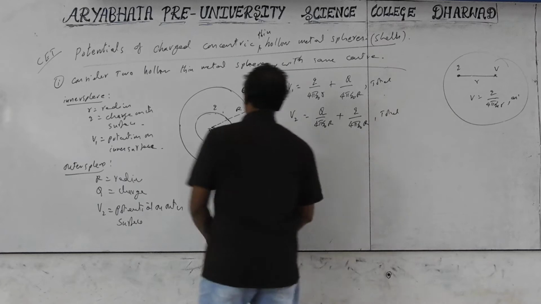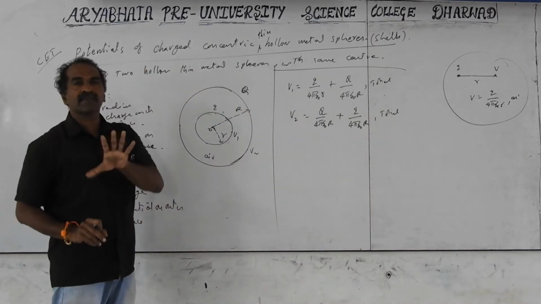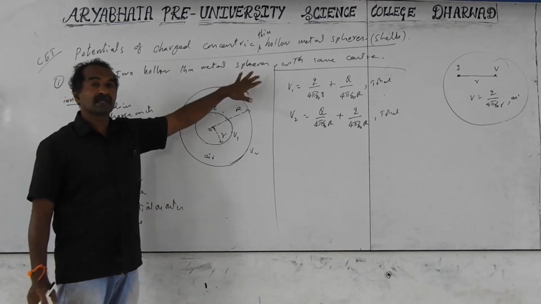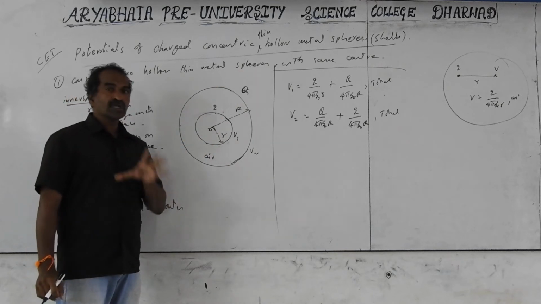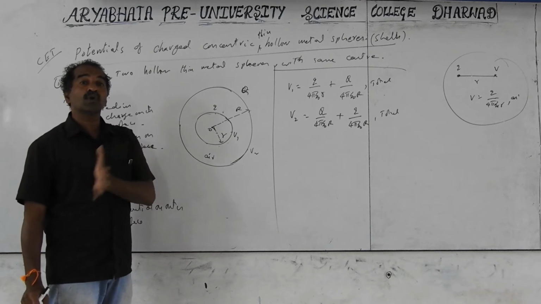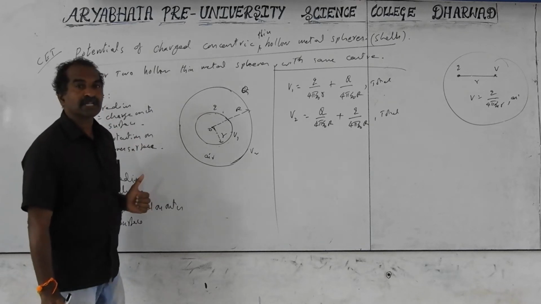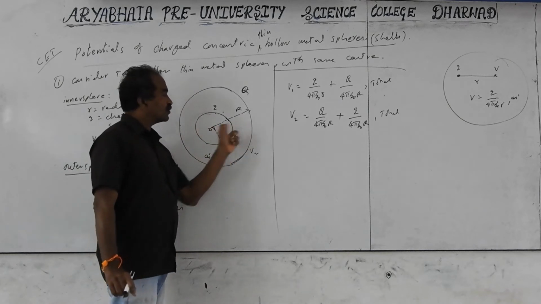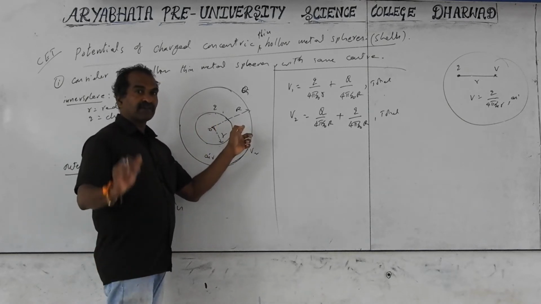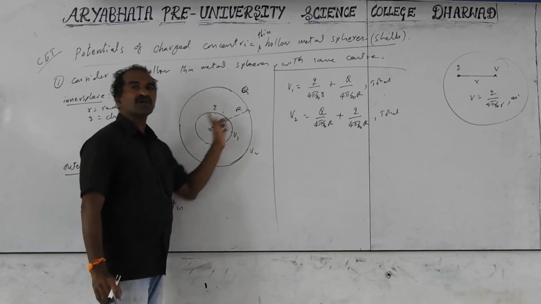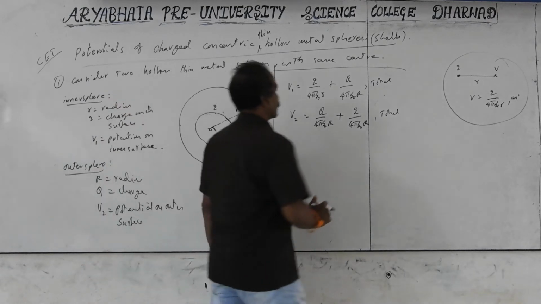Now the potential difference. What is the important point in this case? The inner sphere will always be at a higher potential than the outer sphere. If you connect the two with a conductor, charge always transfers from high potential to low potential. Positive charge will travel from high potential to low potential, which means it always travels from the inner surface to the outer surface.